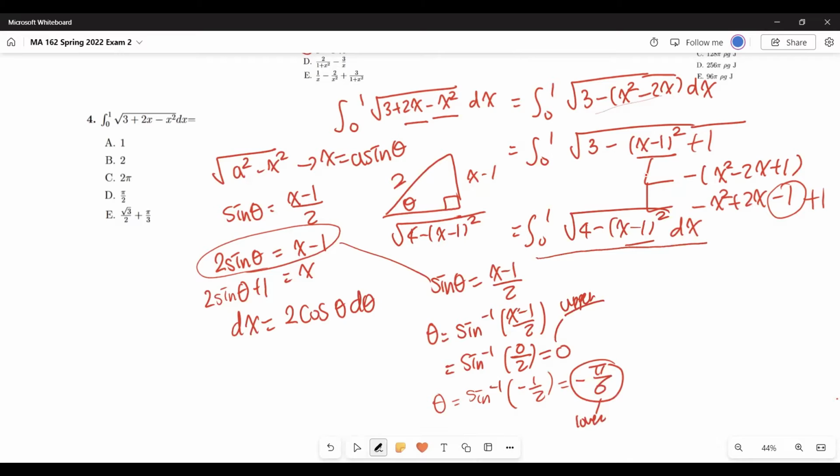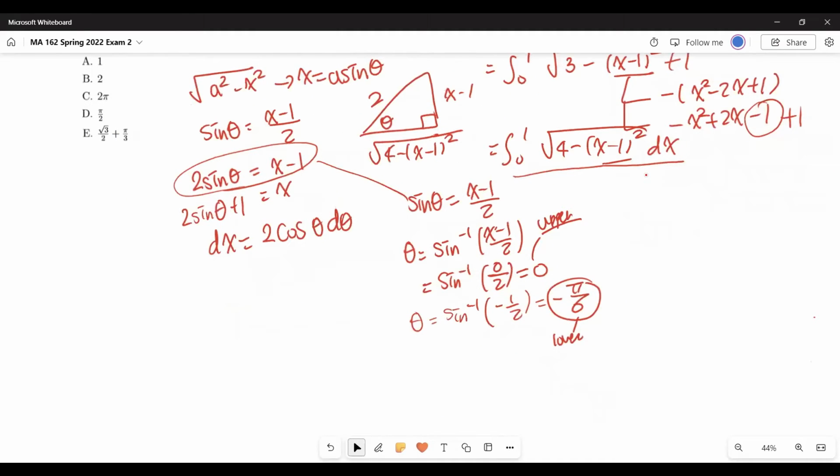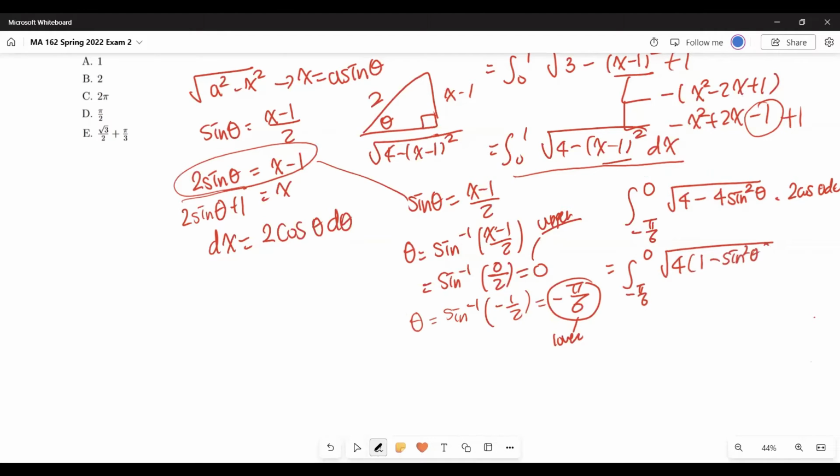So this thing, the integral from 0 to 1 of the square root of 4 minus (x minus 1) squared dx, can be written as the integral from negative pi over 6 to 0 of the square root of 4 minus... (x minus 1) is the same as 2 sine theta, so it's just 4 sine squared theta, and dx is 2 cosine theta d theta. And let's group the 4 inside of the square root, so this just becomes 4 times (1 minus sine squared theta), times 2 cosine theta d theta.